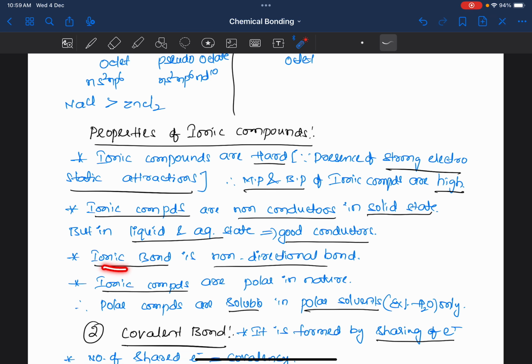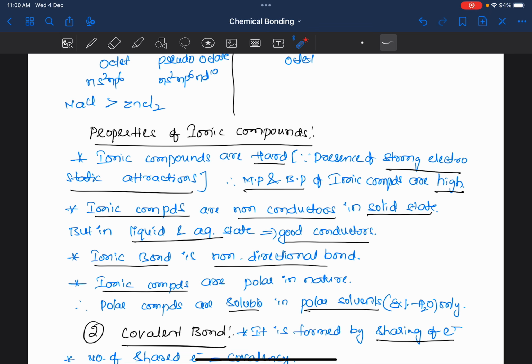And next, ionic bond is a non-directional bond. So why is it a non-directional bond? Because when one atom is losing its electron, in that direction only the other atom attracts the electron. So there is no direction for losing electrons as well as gaining electrons. Therefore, ionic bond is a non-directional bond.